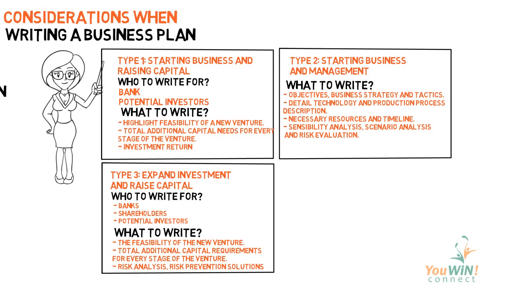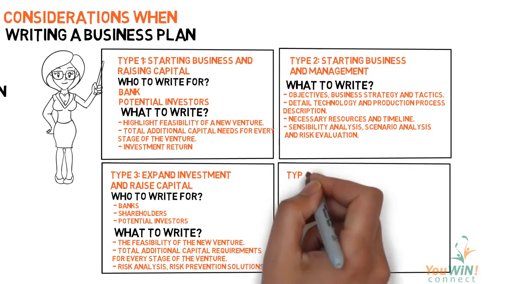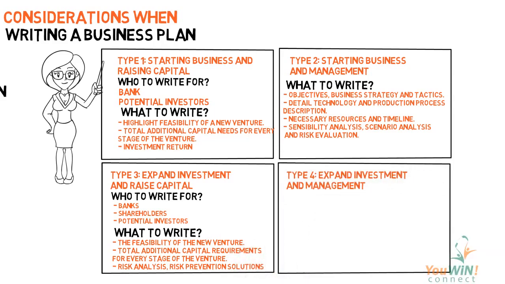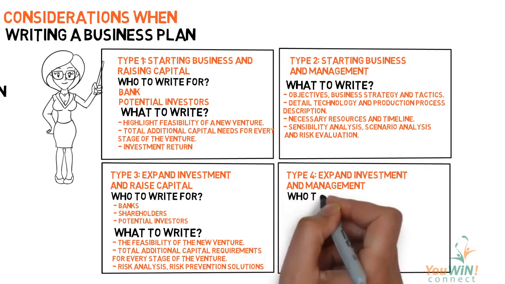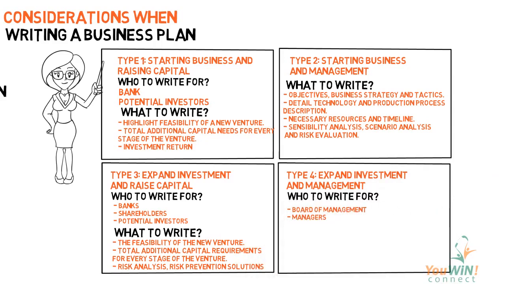And of course, it needs to anticipate the potential risks, analyze and prepare for potential obstacles, or identify the level of risk tolerance of the company. Type 4, expansion investment, and you're writing to in-house people.